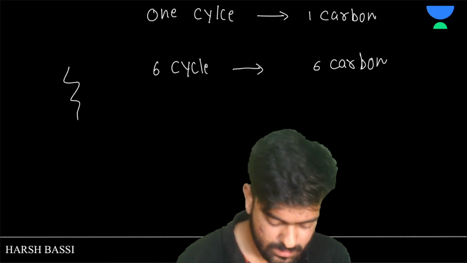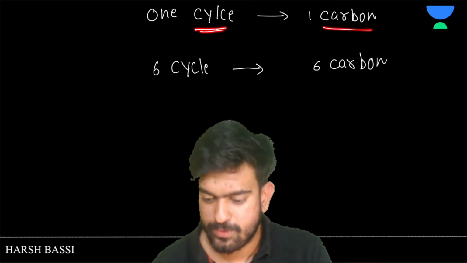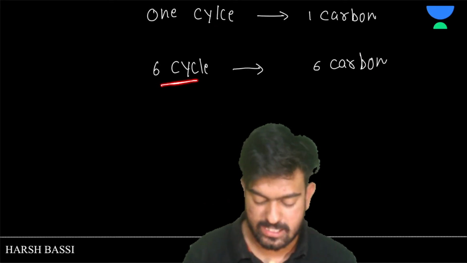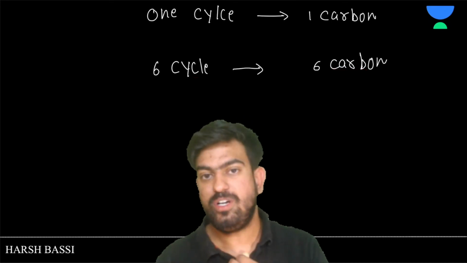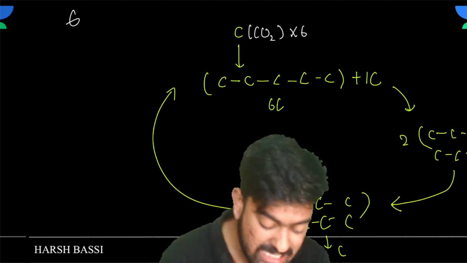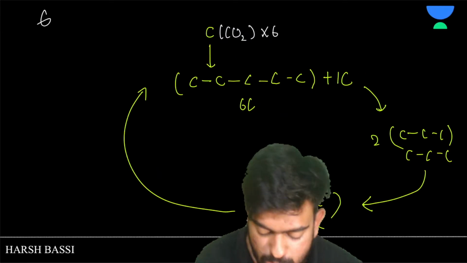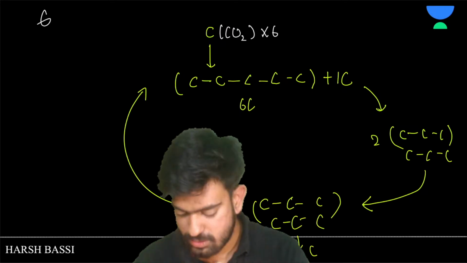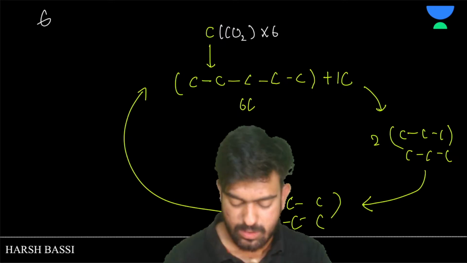Ab theek hai. See. So, 1 cycle is giving 1 carbon. 6 cycles will give 6 carbon. Whatever we calculated right now was related to 1 cycle. Now we are going to calculate for 6 cycles. So, can I multiply this carbon CO2 with 6? Yes or no?